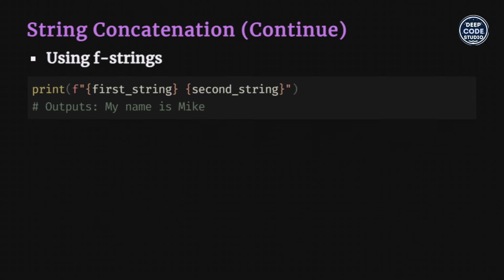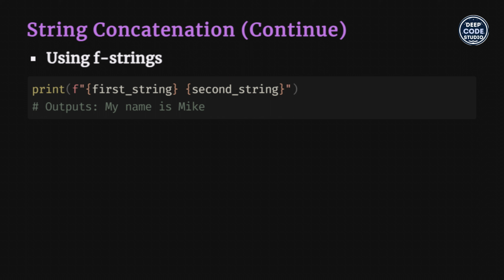My personal favorite is F strings, and it is very easy. If you have already mastered F strings, then you might have guessed already how to concatenate or join two strings. You specify an F string and then quotes, and then you specify your first variable name inside curly braces, then a space, then curly braces and the second string. And now when you print the output, it will print "my name is Mike".